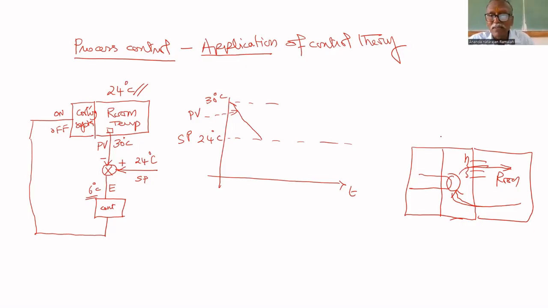Now the cooling system is off. Why off? Error becomes positive. That's why the controller turned off the cooling system. Now tell me whether there is any further decrease in temperature or not.